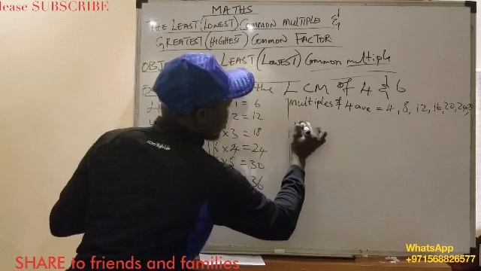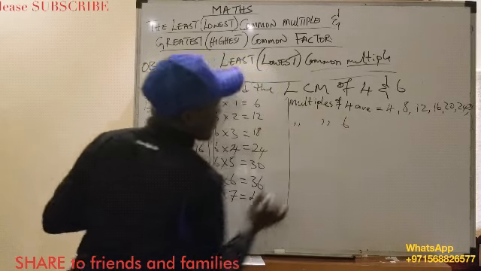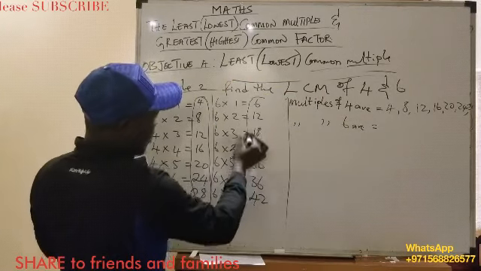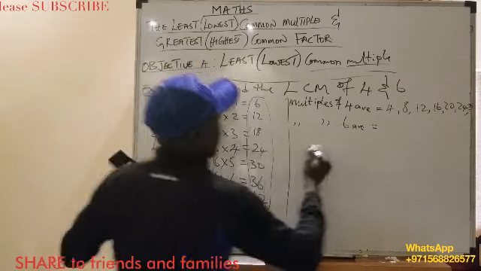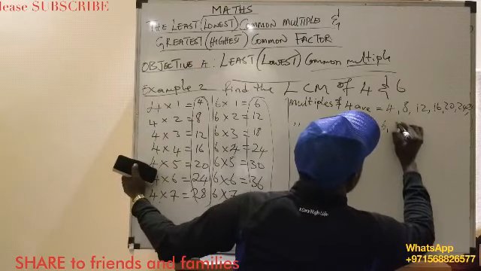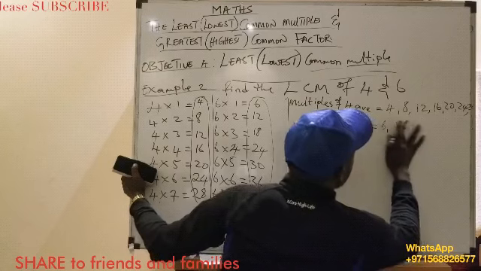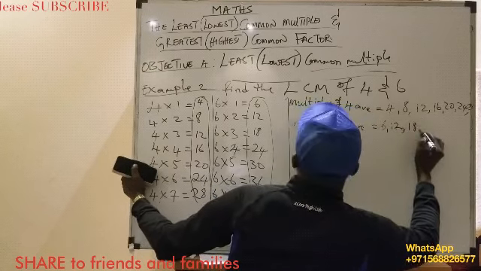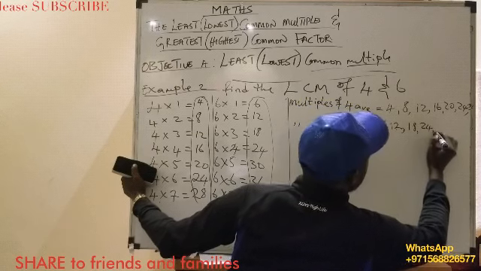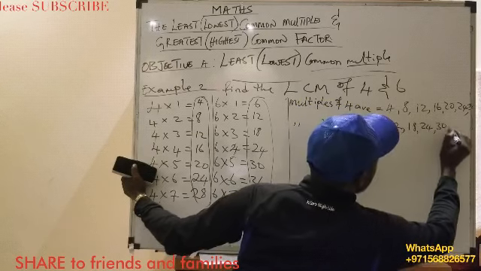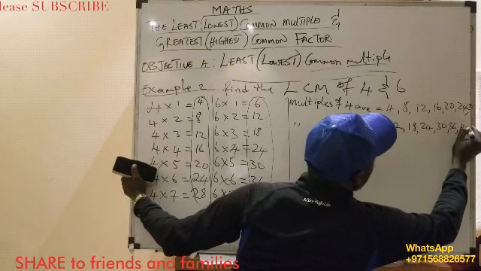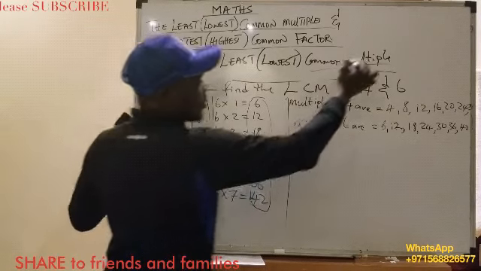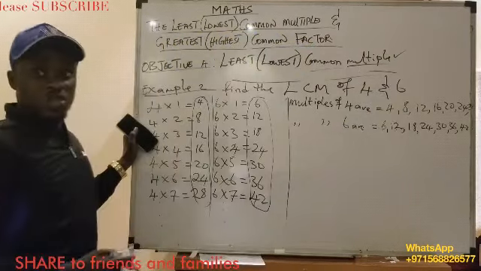While the multiples of 6 are all these numbers. That is 6, 12, 18, 24, 30, 36, and 42. These are the multiples. With this now, we've come to understand what multiples means.